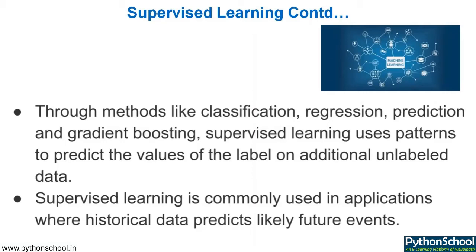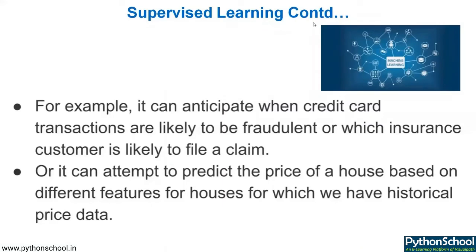Supervised learning is commonly used in applications where historical data predicts likely future events. So you need some data as a base which has inputs and outputs in the form of historical data. For example, it can anticipate when credit card transactions are likely to be fraudulent or which insurance customer is likely to file a claim. So these are based on certain patterns or behaviors which are recorded in the past, and based on that it is able to predict, or it can attempt to predict the price of a house based on different features for houses for which we have historical price data. We will look at this use case at a later point of time.